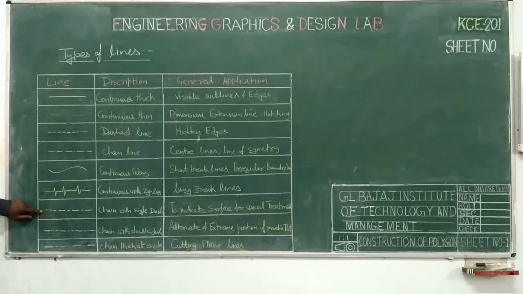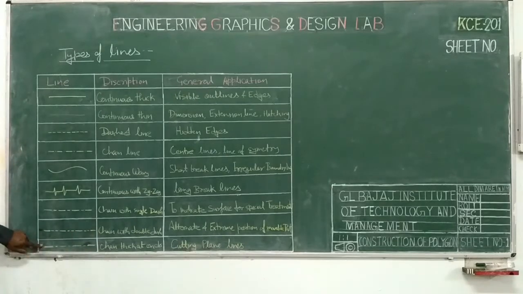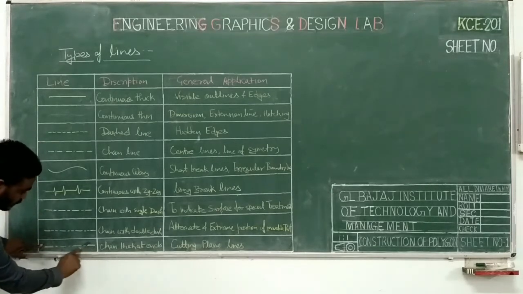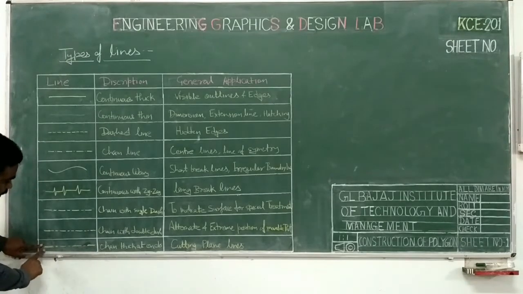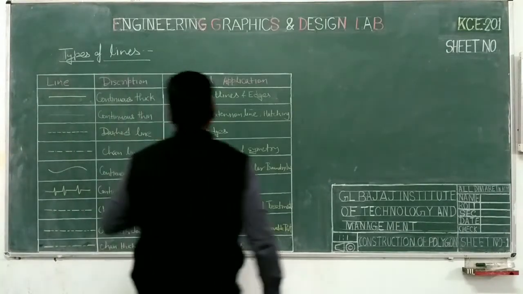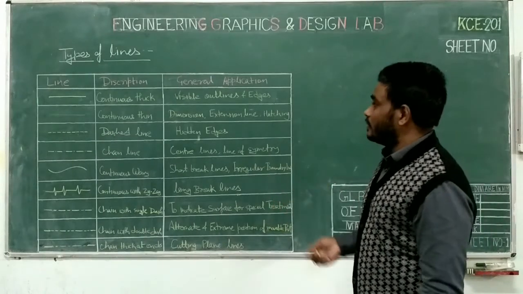After that we have the chain line with single dash. Then we have the chain line with double dash. After that we have the chain line with the end portions thick, which is comparatively thicker than the rest of the line. So this is the chain line with thick ends. And what is the use or application of these lines? Now we will discuss that.